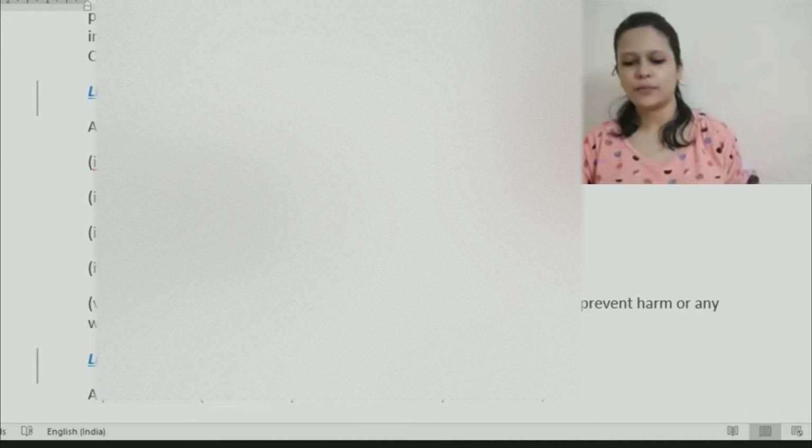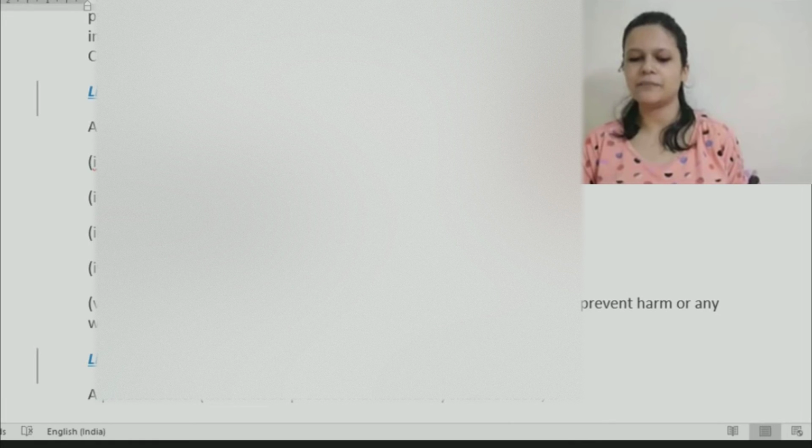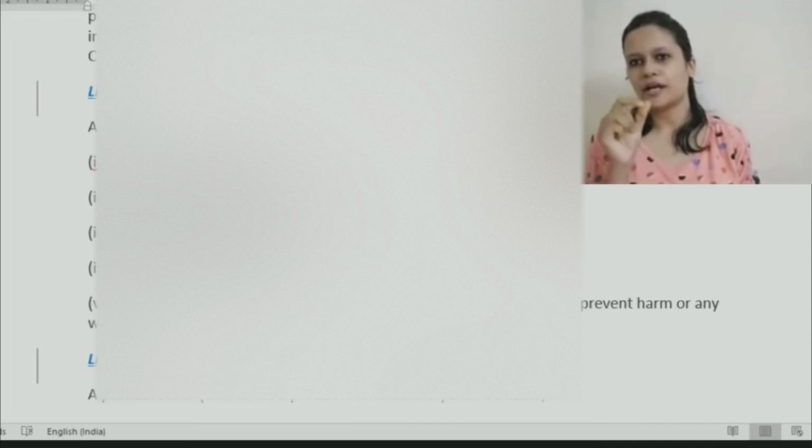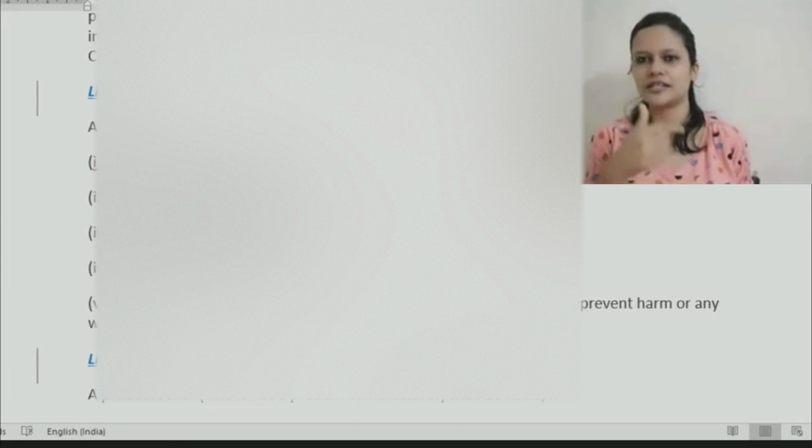Again, the product fails to contain adequate instruction of correct usage to prevent harm, or any warning regarding improper or incorrect usage. Whatever product you see, you will always get some warning messages, some safety instructions, how you need to operate it and all that stuff, right? So if I fail to mention those things, there also I may be held liable.